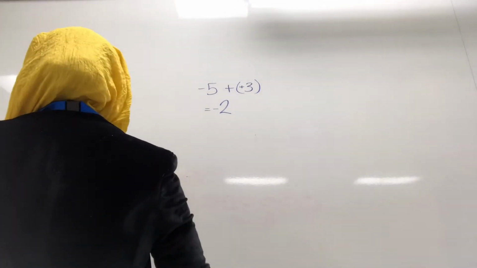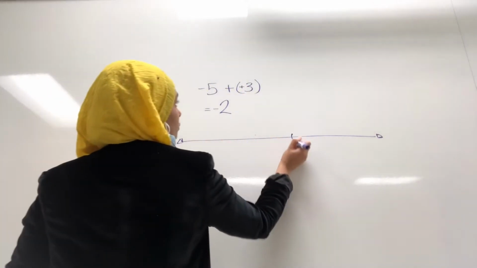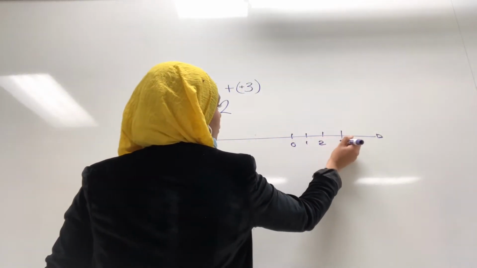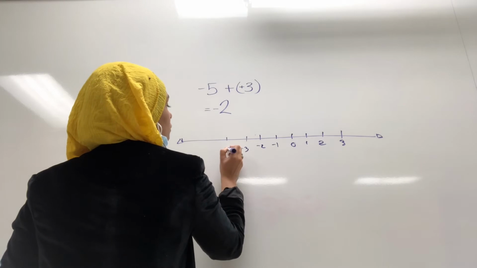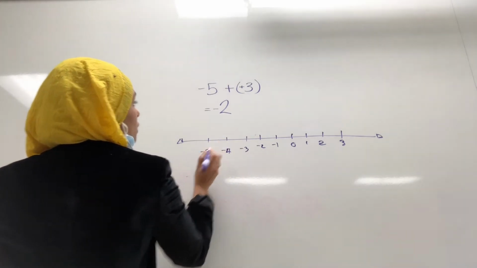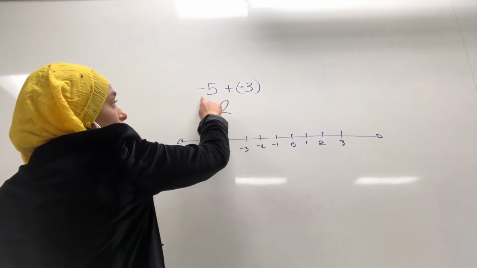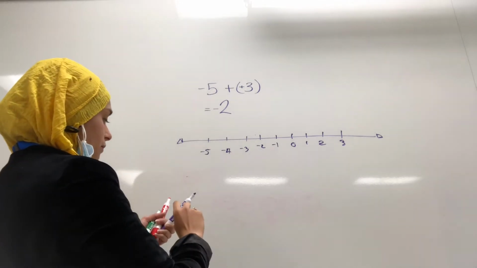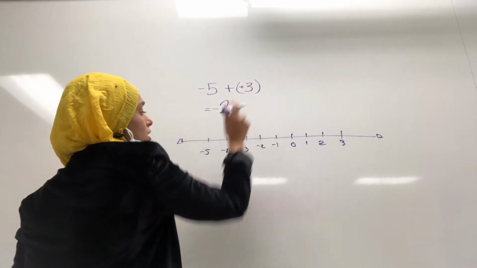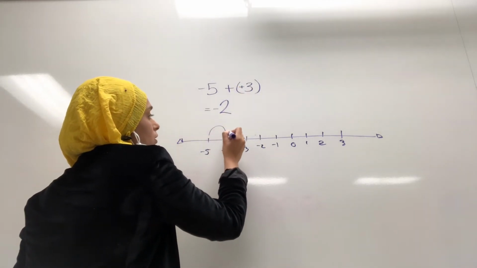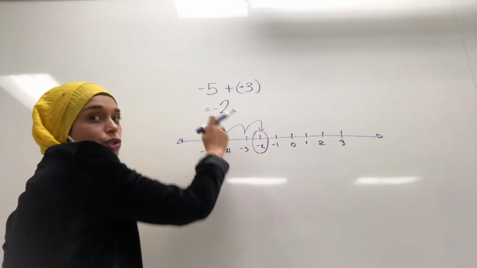Now, using a number line, again, I draw my number line. I have my 0, 1, 2, 3. I have -1, 2, 3, 4, -5. So I'm starting at -5, okay? And again, I'm finding the difference. So I'm starting at -5, and I am going in the positive direction 3 times. So if I'm going in the positive direction 3 times, 1, 2, 3, I end up with -2. And again, you notice my answer remains the same.